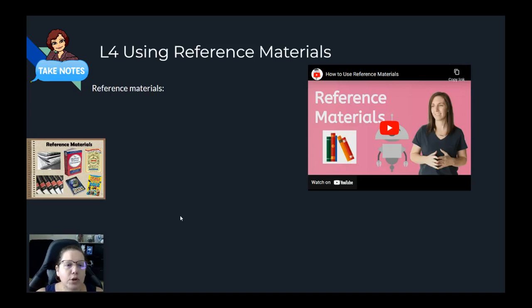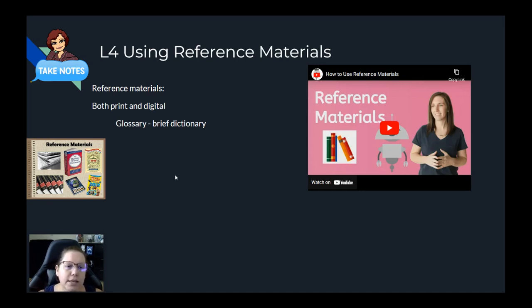In lesson 4, you're going to be learning how to use reference materials. Okay, so what are reference materials? Well, reference materials can come both in print or digital. Okay, so they can be actual books or magazines or news articles, or they could be online.